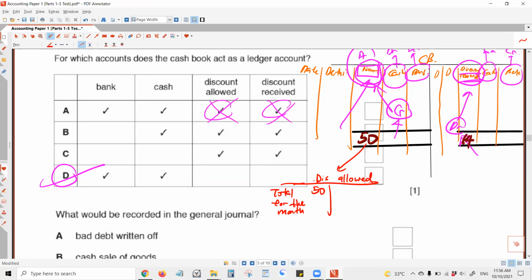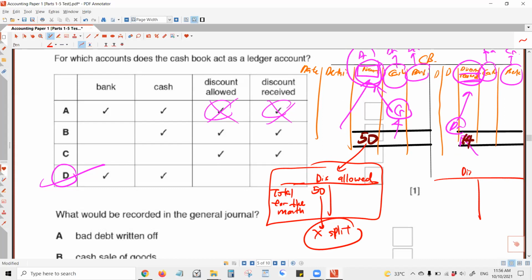Okay. If the question asks you to do the discount allowed account after the earlier part asks you to do a cash book, this is what you do. Bring the total to the debit side. Don't split the 50 into individual numbers. If they ask you to do a discount received account following the cash book, you have to bring the 40 to the credit side. Here you write total for the month.